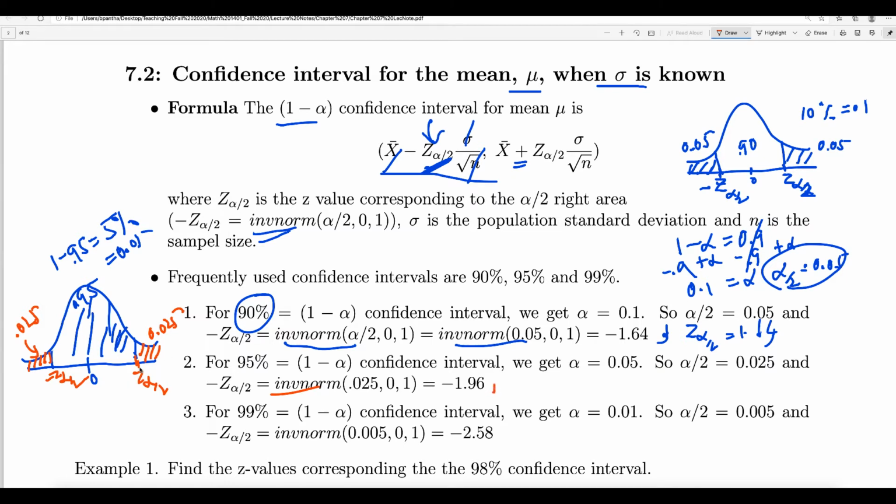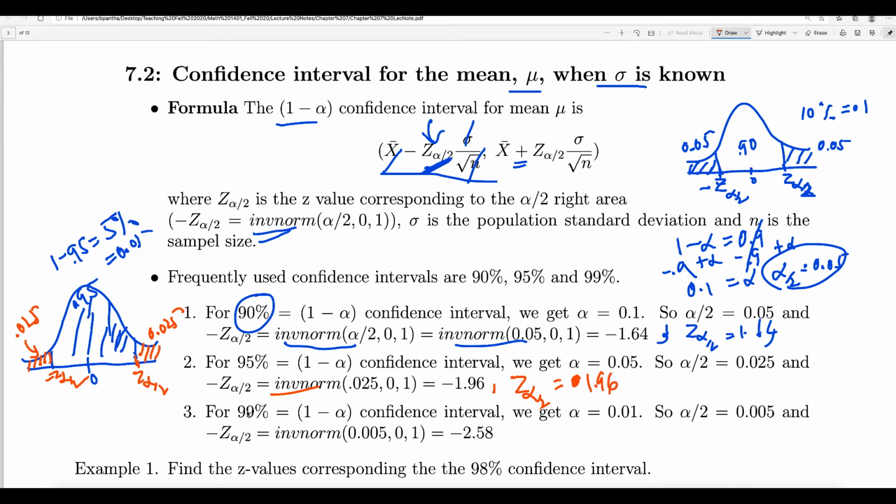And if you want to find the positive z alpha half, you just multiply by negative 1, or you can do inverse norm and then the overall left area is 0.975. That will give you z alpha half as 1.96. That's what you'll get, positive. If you get negative here, you'll get positive there.